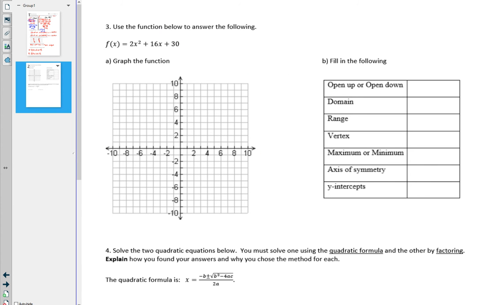Ah, hey, something more familiar. We just went over this side. Use the function below to answer the question. Let's first graph it and then fill in the following.